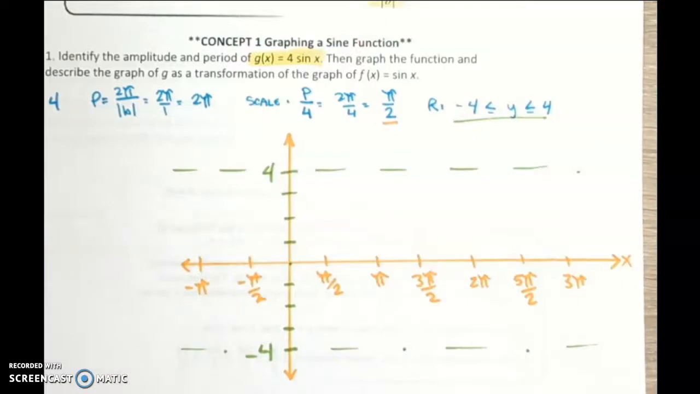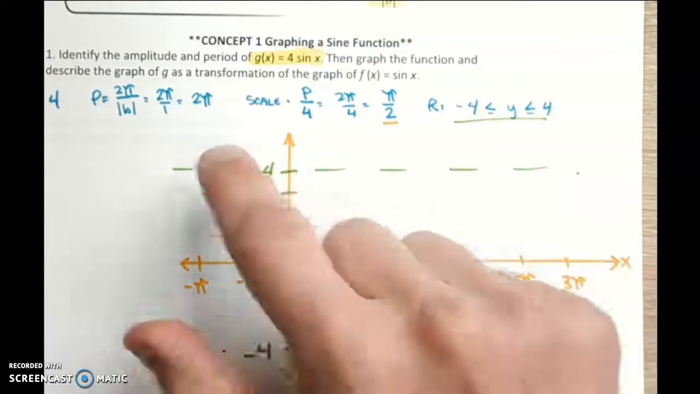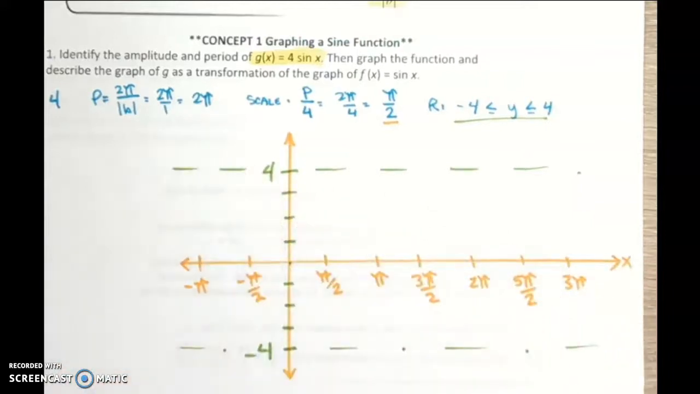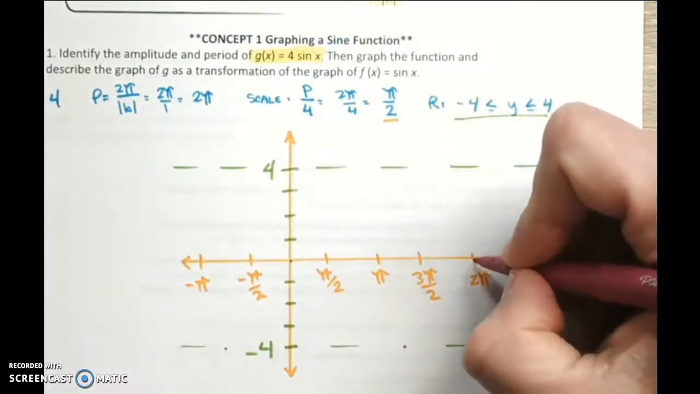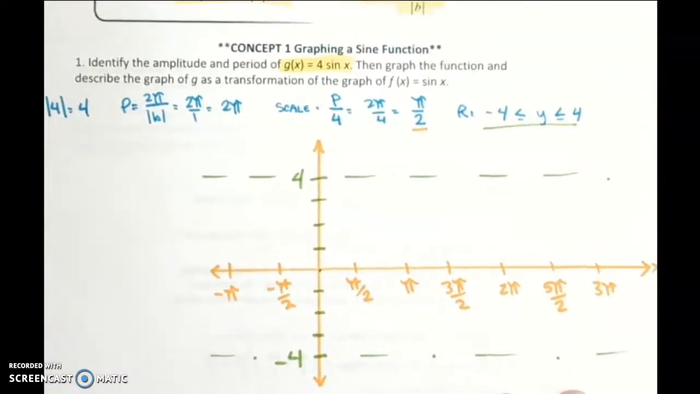Alright, so now what I'm going to do is start to look to graph. Okay, again, amplitude is 4 up, 4 down. Phase is 2 pi, so that means that's where I'm going to end my graph. So I'm going to start at, I'll show that first. Okay, so where do I start?